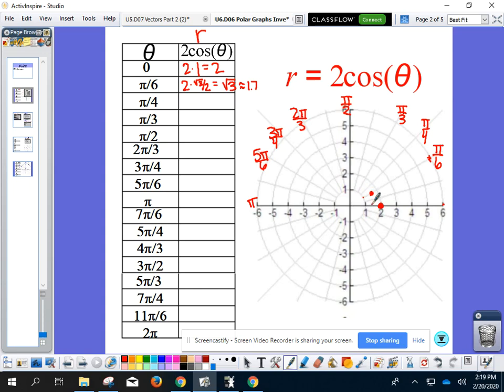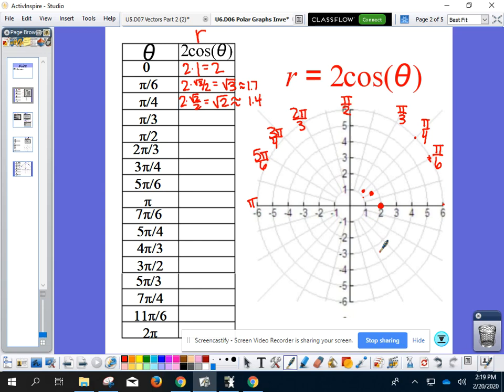Same thing for pi over 4. We have 2 times square root 2 over 2, which ends up just being the square root of 2. And then we would need a decimal approximation for the square root of 2, which is about 1.4. And then we would go up to this spot right here, that's our angle, and then we would count forward 1.4-ish, looks like it'd be right about there.